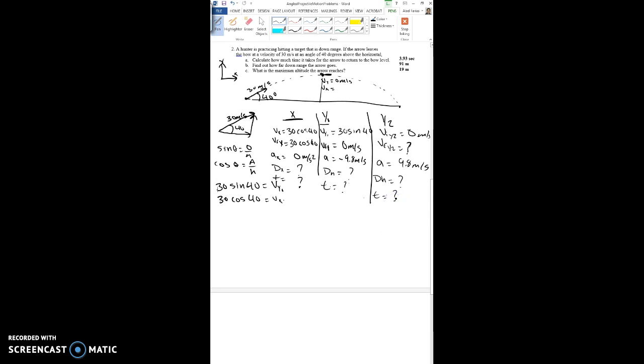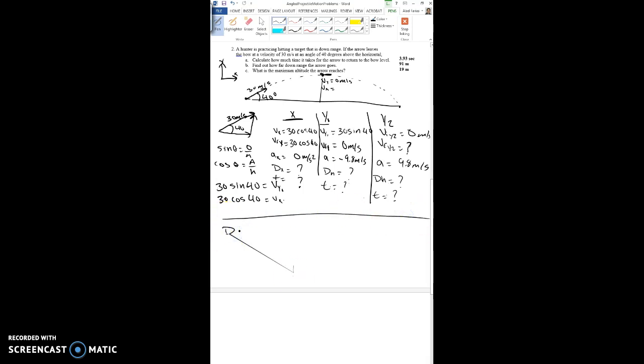So okay, now that we have these problems, we have the knowns and unknowns. We can start finding our unknowns using our kinematics equations. Okay, so I'm just going to write down my kinematics equations right here. I'm going to draw a line and draw my kinematics equations.